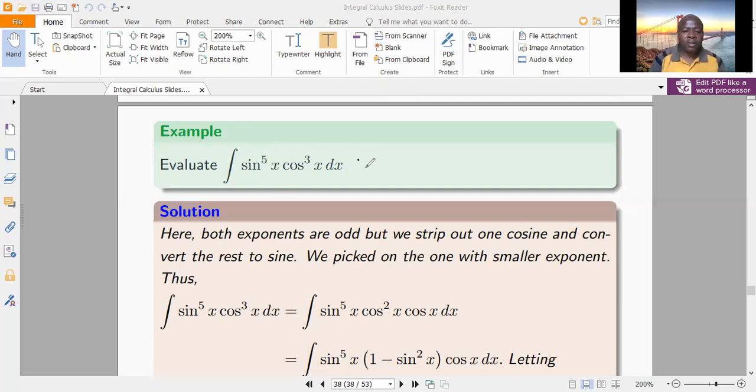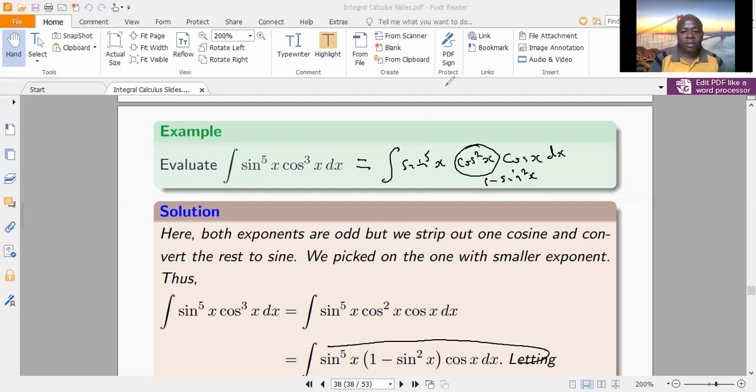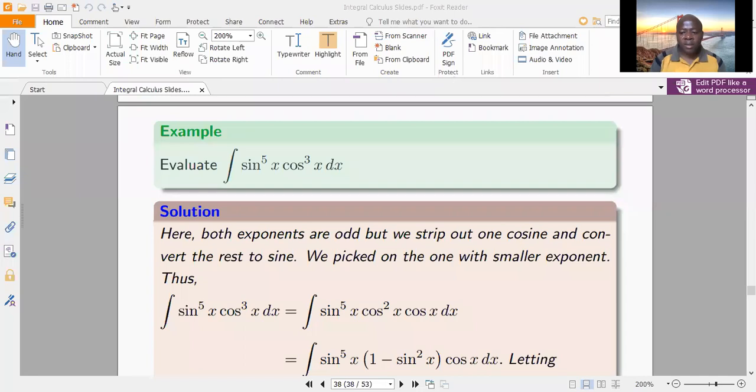That means that I would have the integral of sine x raised to 5, cos x raised to 2, cos x dx. And then convert this to sine. I know that this is the same as 1 minus sine x raised to 2. So that's what I have. Let's just see what I did.